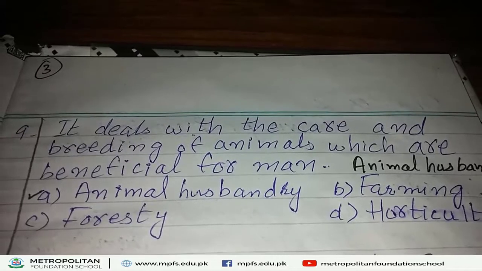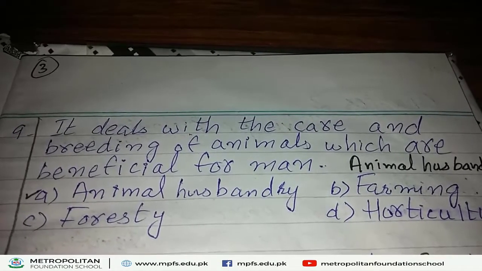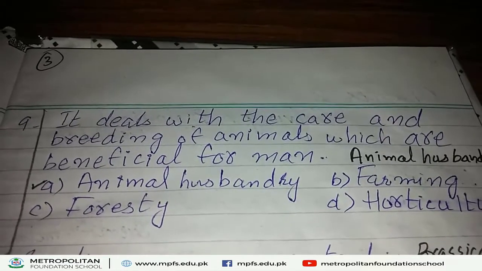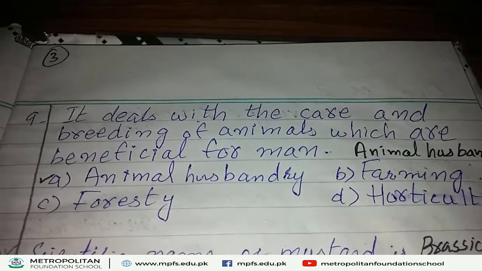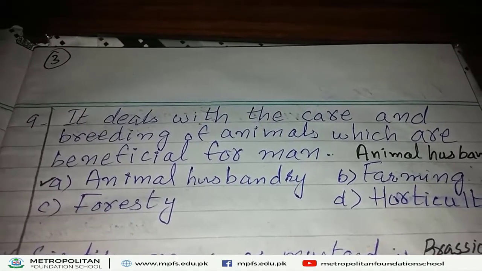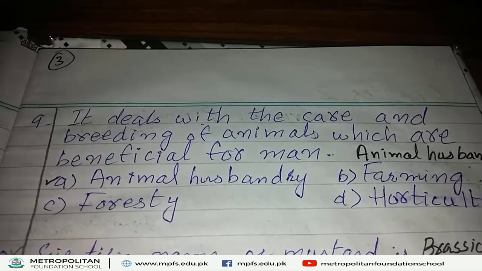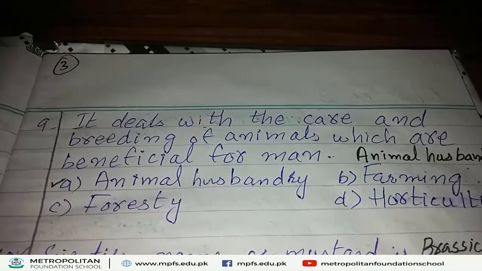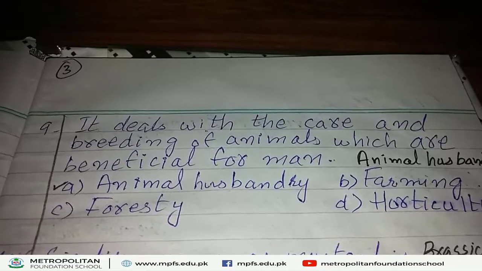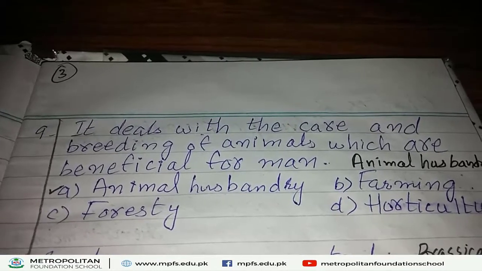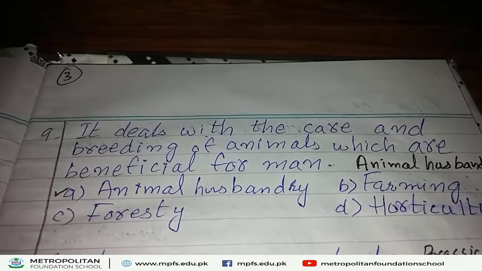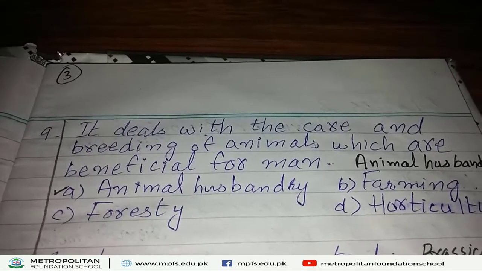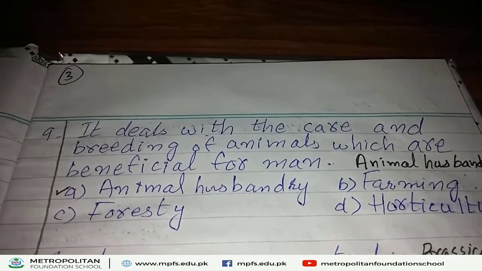So students, remember it. The branch of biology in which we study the care and breeding of animals. This branch is related with animals. In this branch, we care about animals and breeding of animals which are beneficial for man. This branch of biology is called animal husbandry. Its name indicates animal husbandry. This branch is related with animals, animal care, animal breeding.